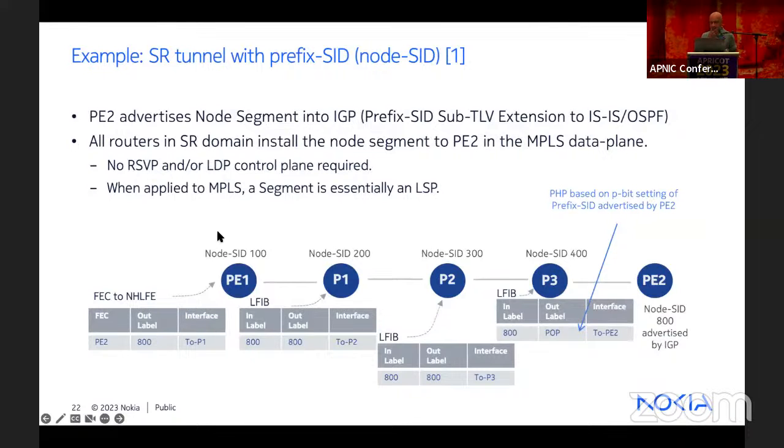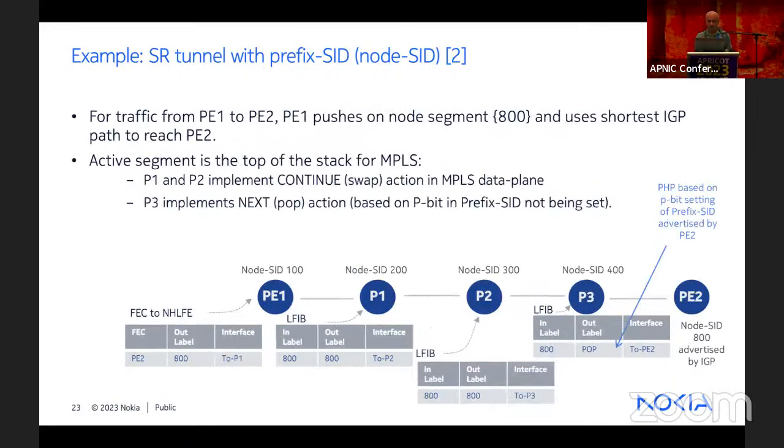A few observations. Once again, just to emphasize, there is no LDP here. There is no RSVP-TE. You've advertised the label using ISIS or OSPF, okay? They're both supported now. There's no dramas with that. Okay, so let's see how this works. So you've got the LFIBs here.